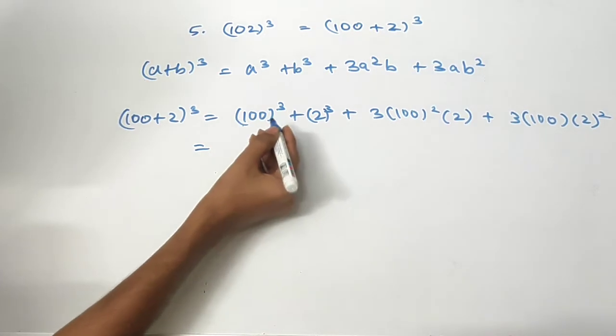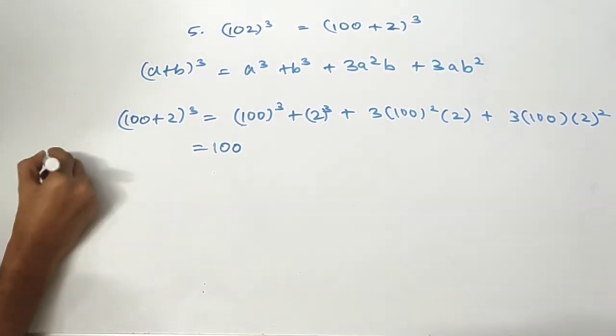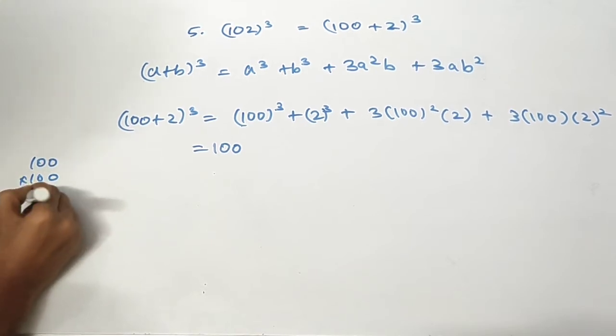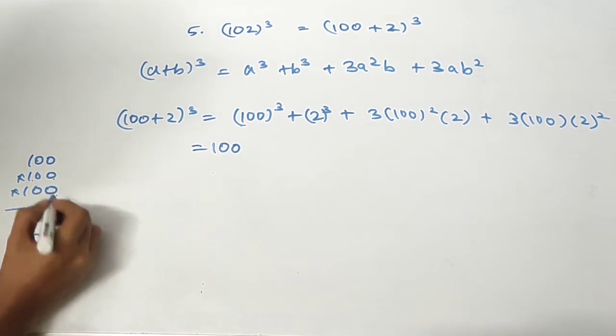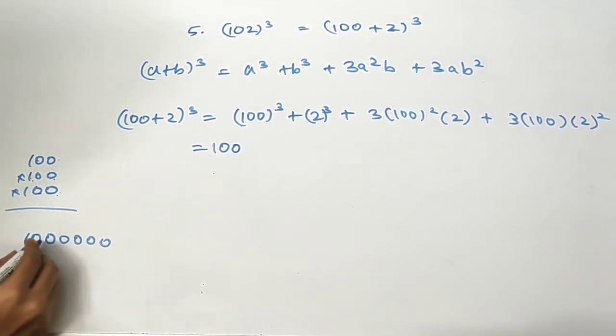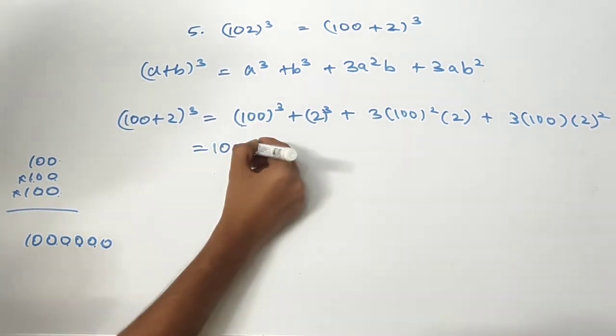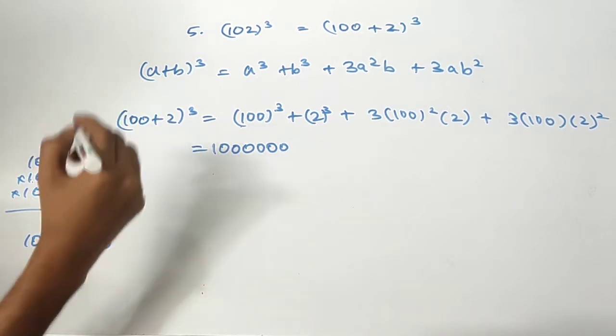plus 100 cube. 100 cube is simply add zeros. So 100 into 100, 100 times 100 times 100, right? So what is this? Simply write 100 over here and simply add other zeros. So 1, 2, 3, 4, 5, 6 is the answer. So finally, you have 6 zeros over here. So this is 100 cube. It is very easy to find.